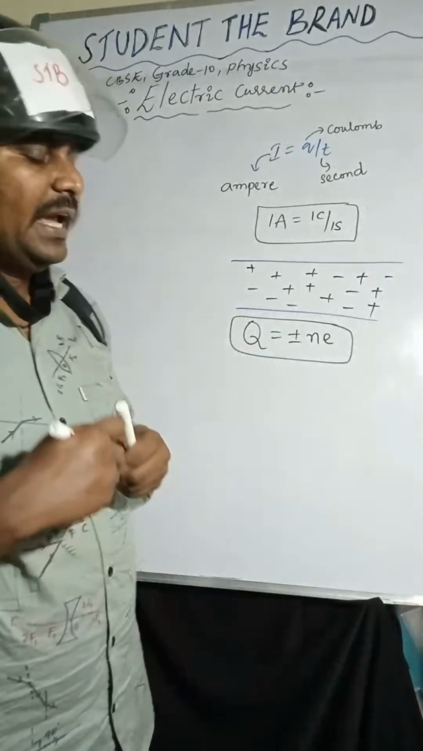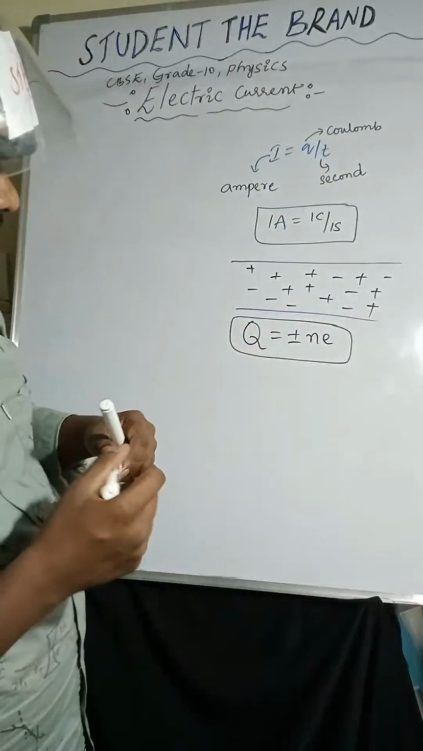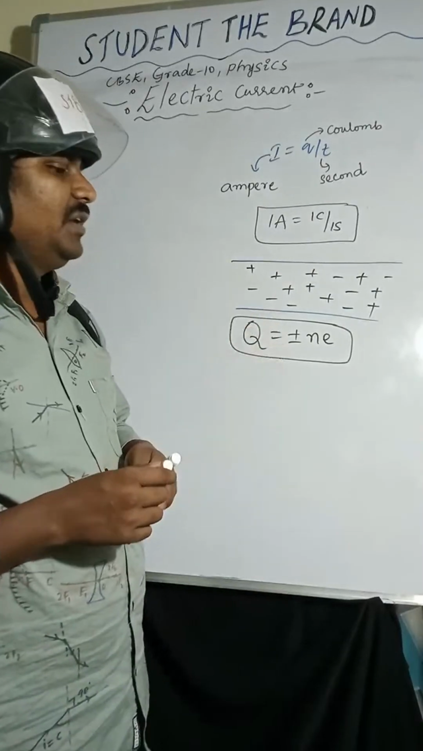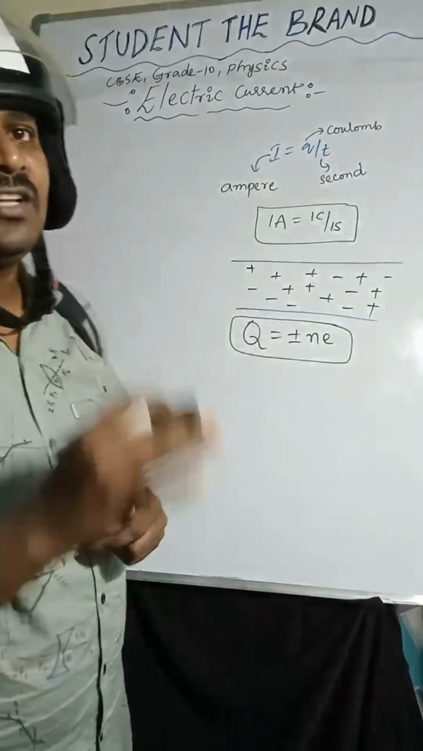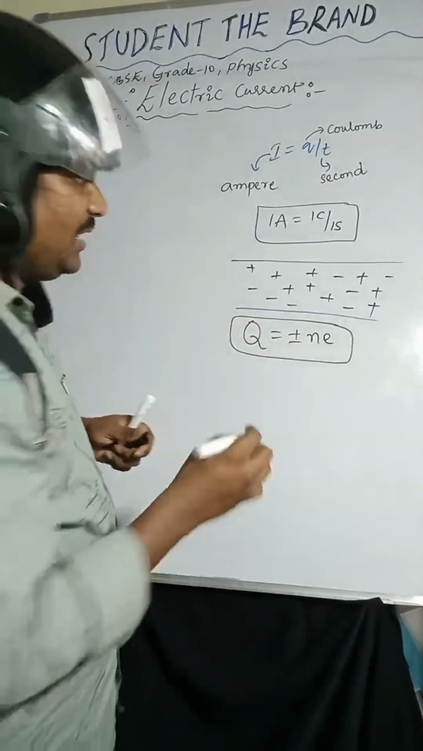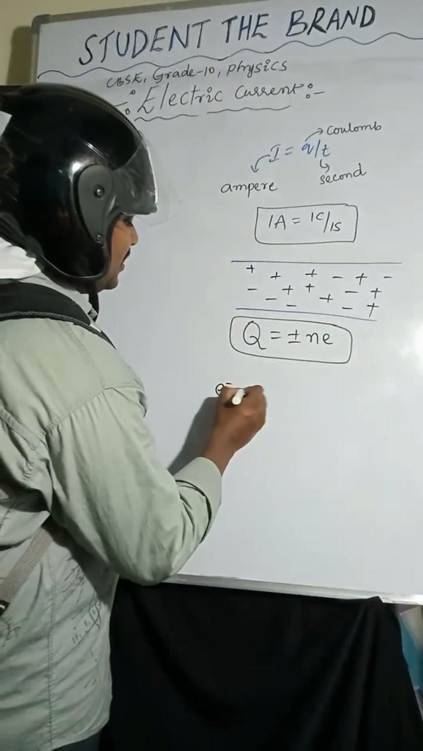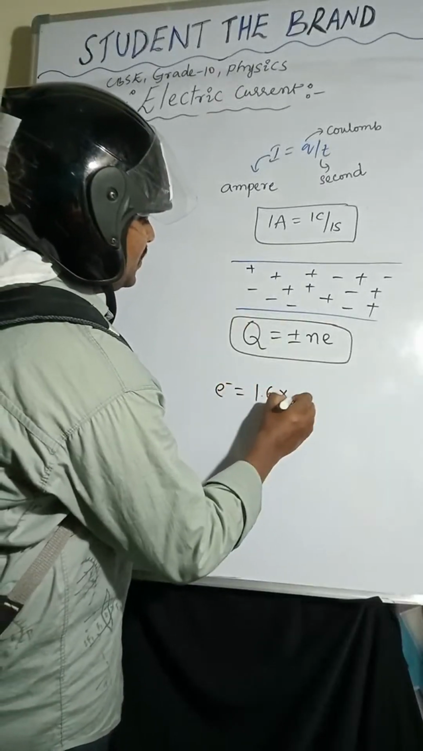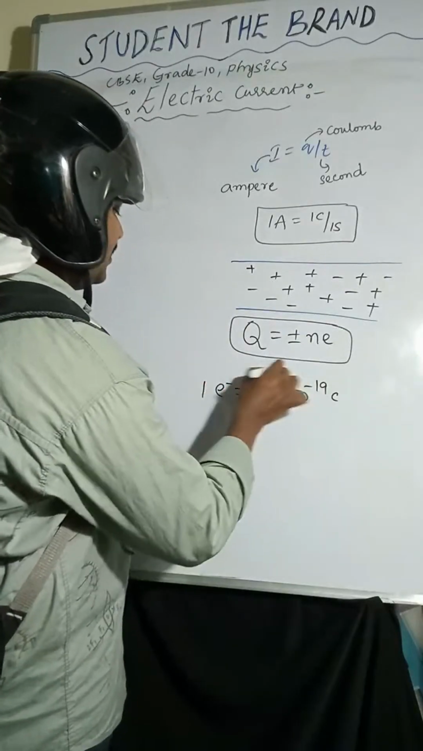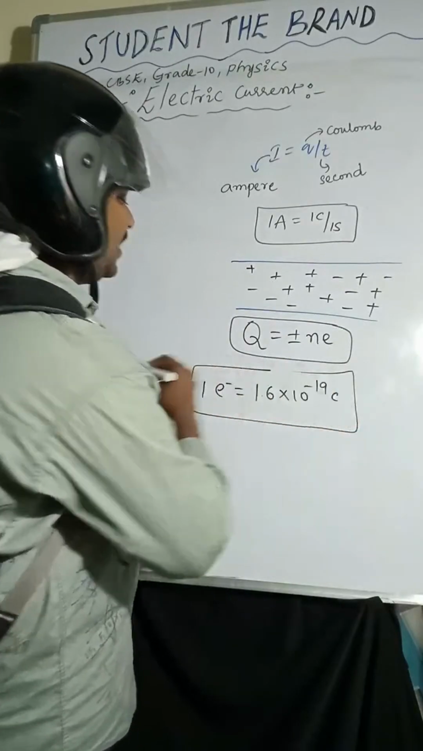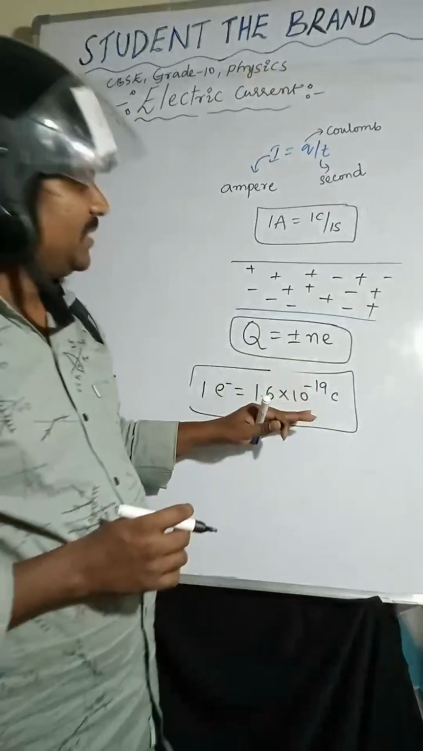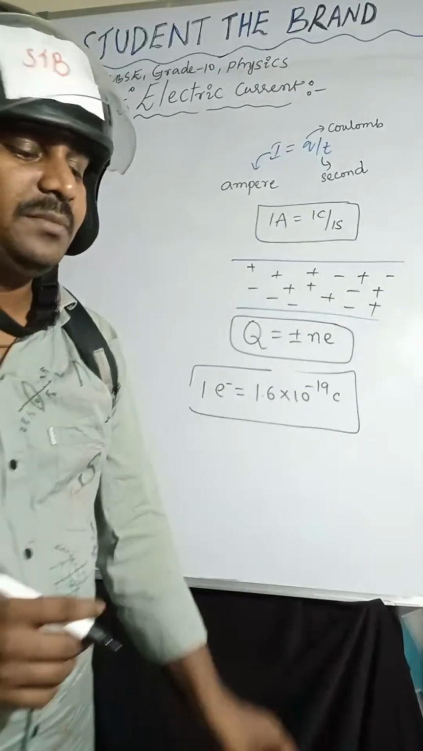Now, N is the number of electrons moving inside of the conductor. This point is very, very important. I am saying once again, on one electron, 1.6 into 10 power minus 19 coulomb is present. We have to remember this value. There is no other option.